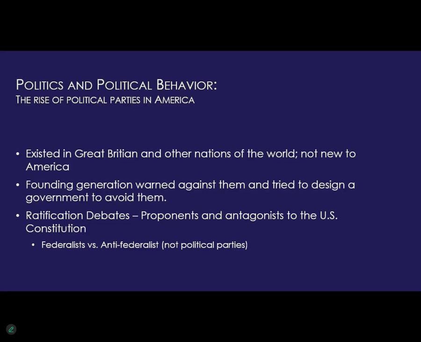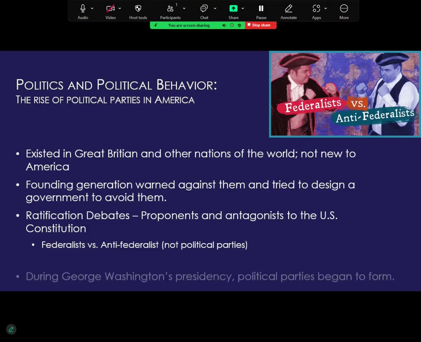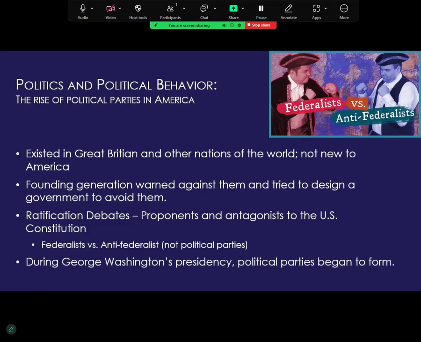Federalists dominated the government for the first 10 years, and the Anti-Federalists were not very well organized. But despite their lack of organization, the Anti-Federalist voice was strong, strong enough to force Federalists to compromise on many issues and to amend the Constitution with the Bill of Rights. It was during President George Washington's presidential administration that organized political parties began to form.